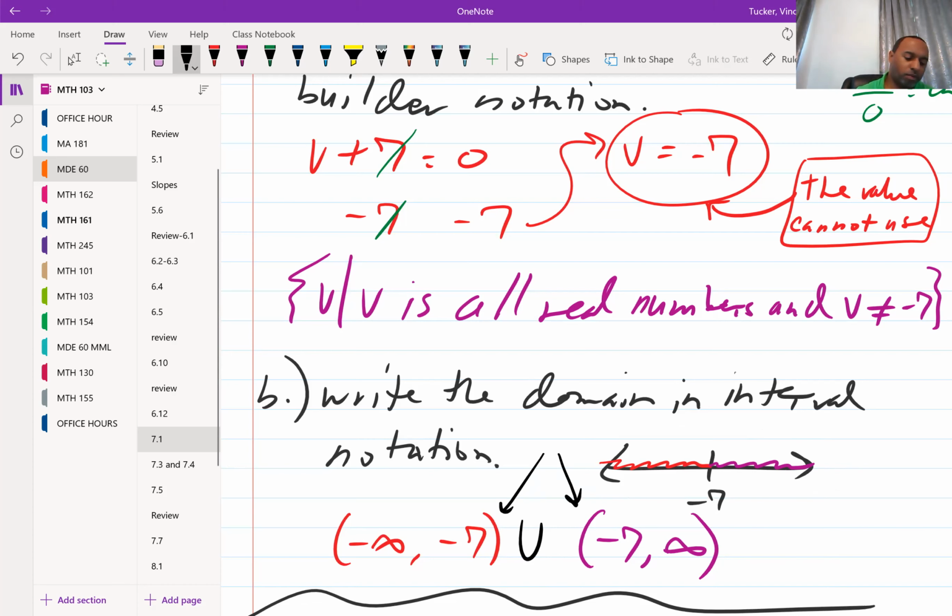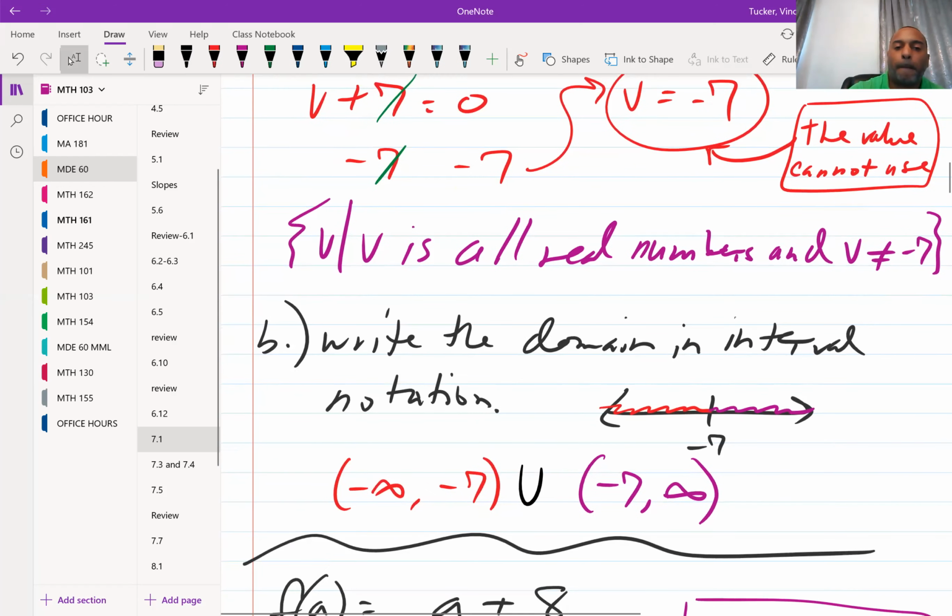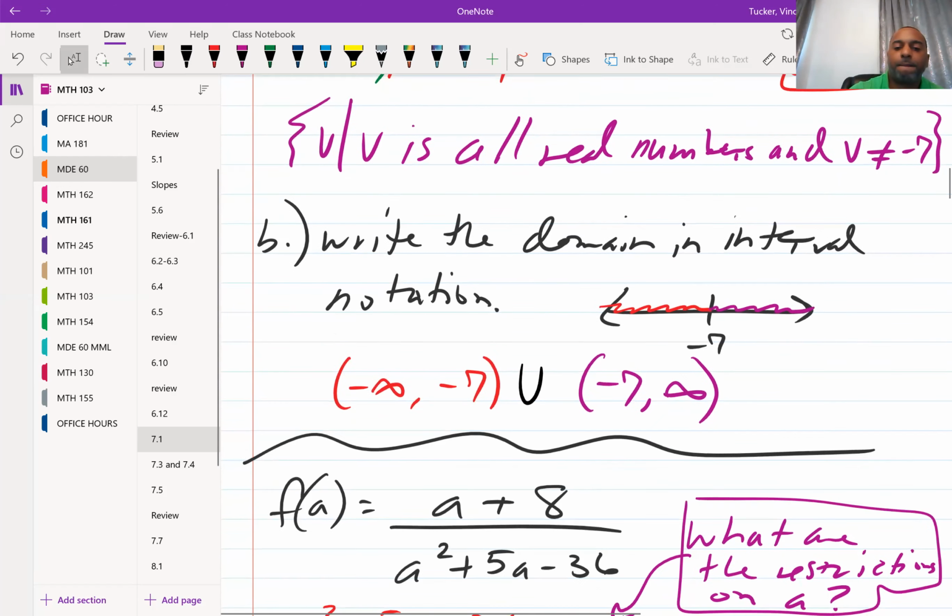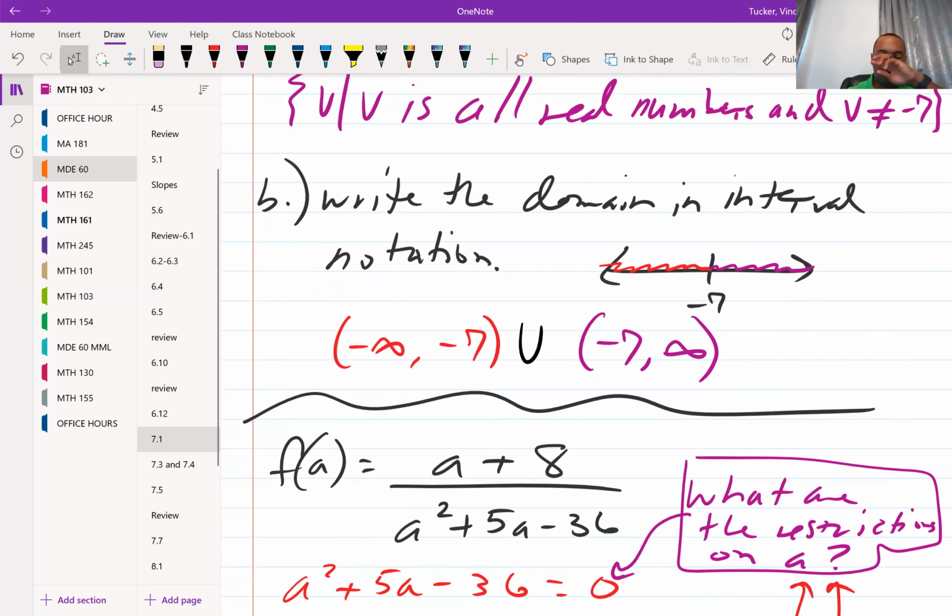And new problems. All right, scrolling up. Same directions. A plus 8 over a squared plus 5a minus 36.